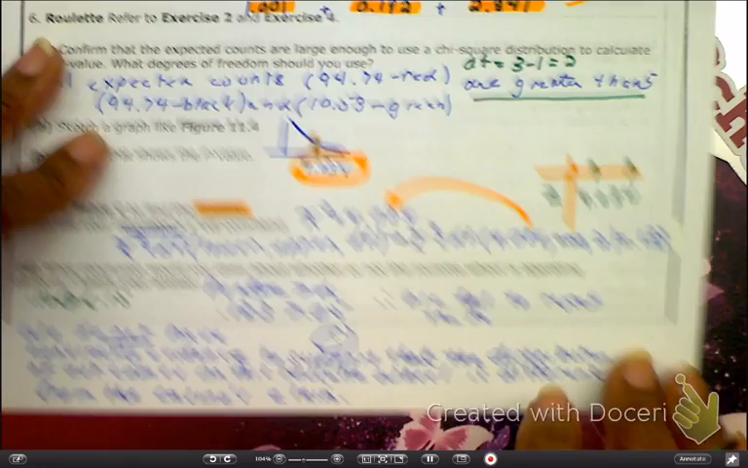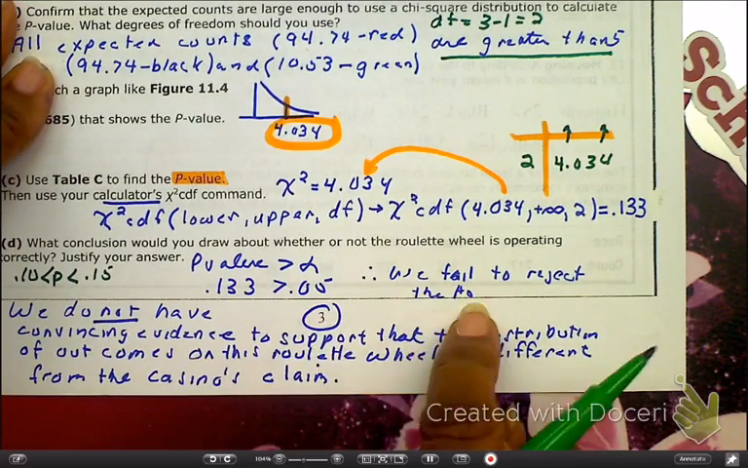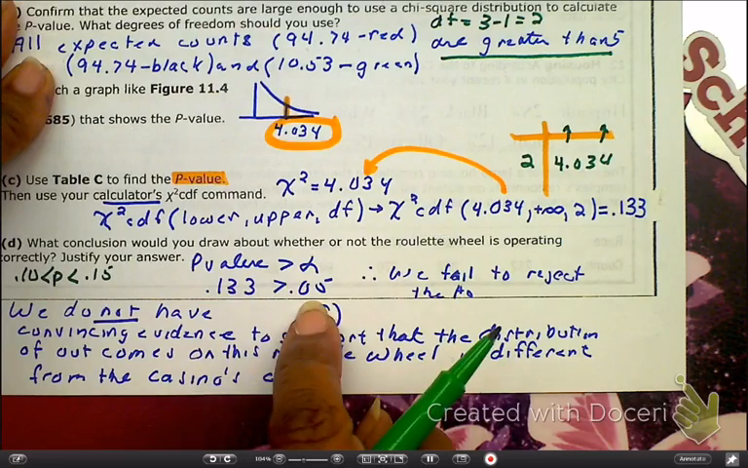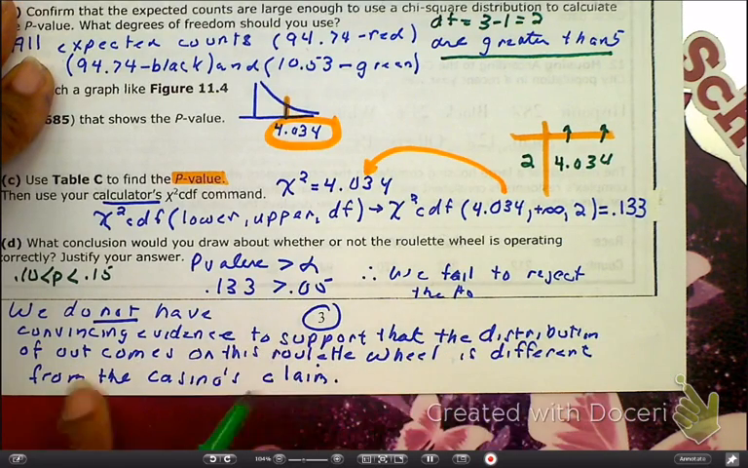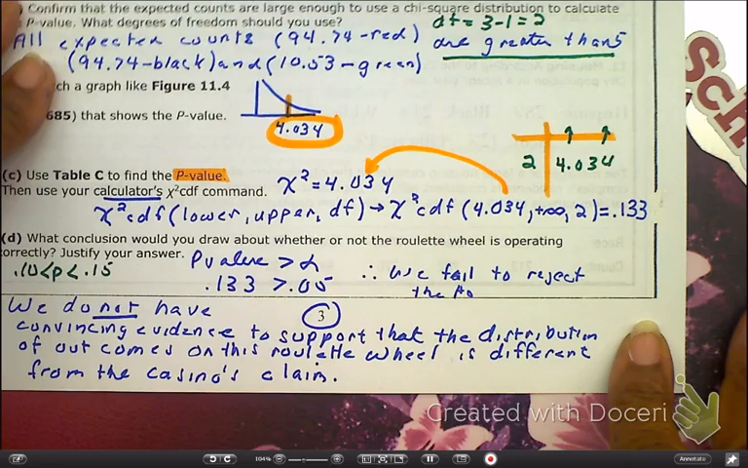Now this video unfortunately is long, so I'm going to make this quick. Because the p-value is greater than the alpha, you're going to fail to reject. So we do not have convincing evidence that it's any different from what they claim.